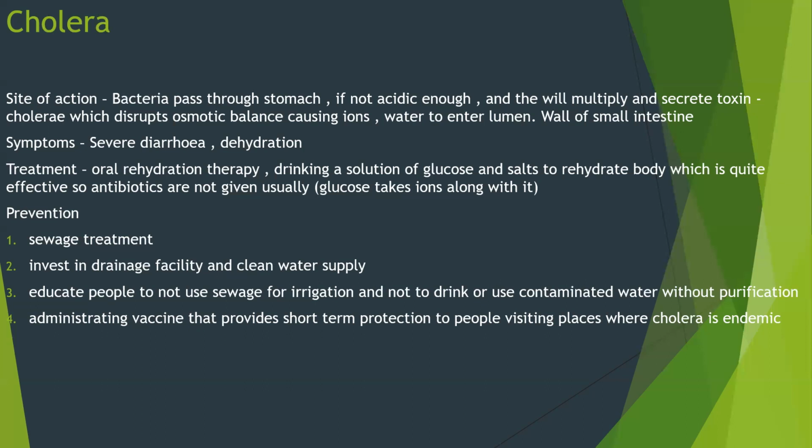So how can we prevent cholera? So we can obviously have better sewage treatment. We can invest in drainage facilities and better clean water supply. We can educate people not to use sewage for irrigation, and also to educate them not to drink or use contaminated water without purifying it before. You can also administer a vaccine. This provides short-term protection. So this is usually done before people visit places where cholera is endemic.